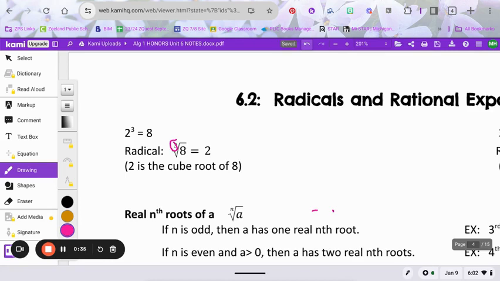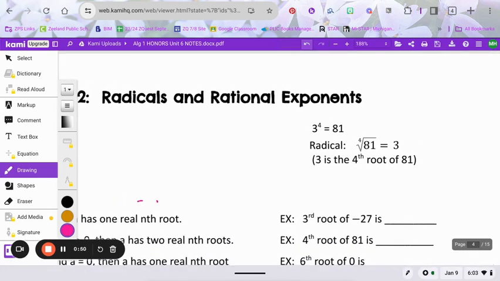So basically what this is saying is, what number can I multiply by itself 3 times to get the number 8? And that number is 2. Or like here, for example, 3 to the 4th power is 81. So if we were to do the radical of that, we would find the 4th root of 81 would be 3. Or in other words, it's saying, what number did you multiply by itself 4 times to get 81? Well, that number was 3.